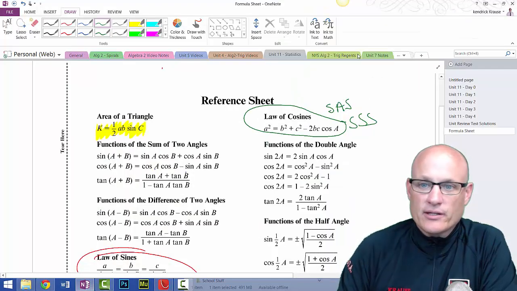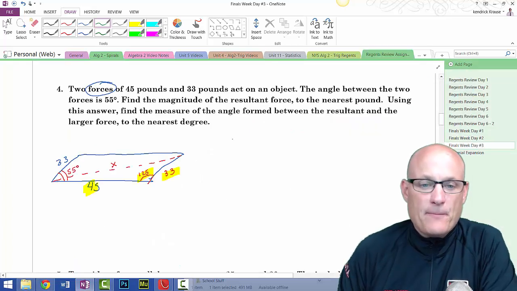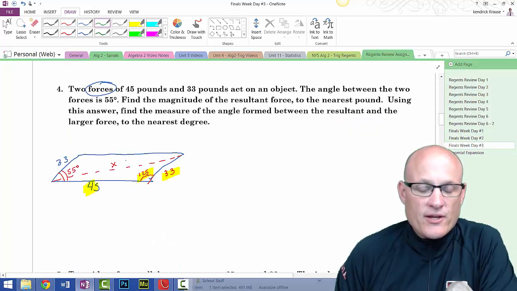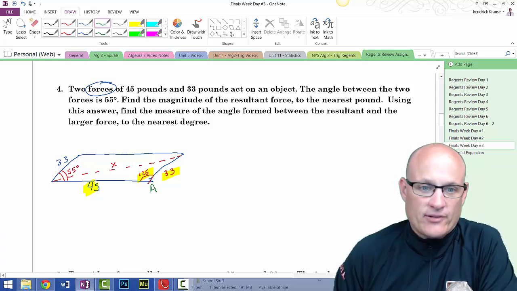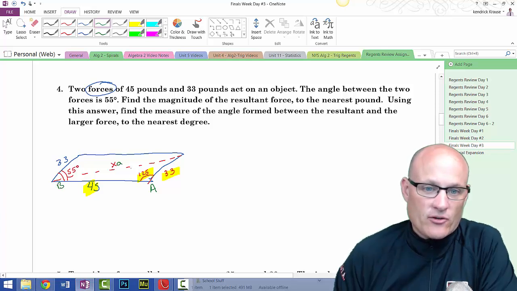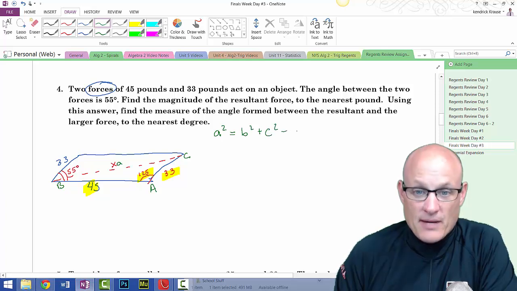What A, B, and C are really don't make any difference. The big thing is the things you're looking for have to be on the end. So I'm just going to call this A since it makes it a little bit easier, and this little A, and for fun, I'll call this B and C. All right, so the formula is A squared equals B squared plus C squared minus 2BC cosine A.